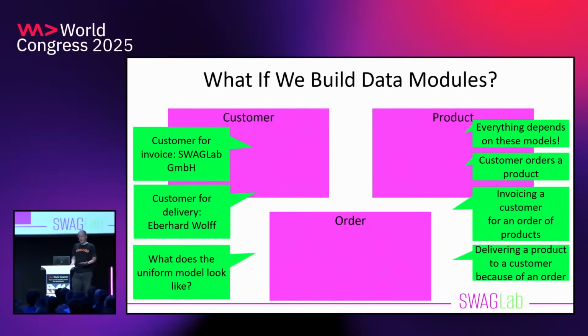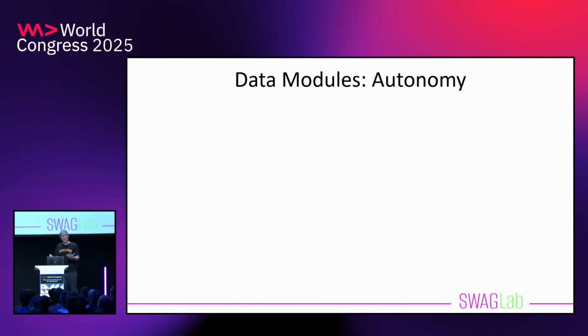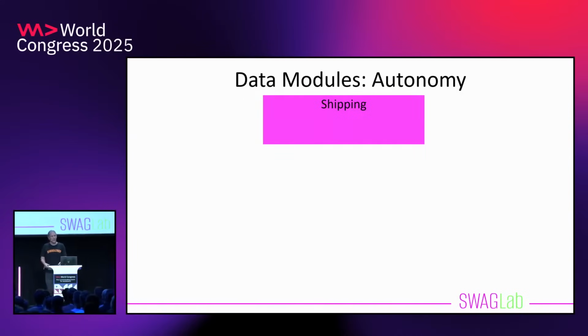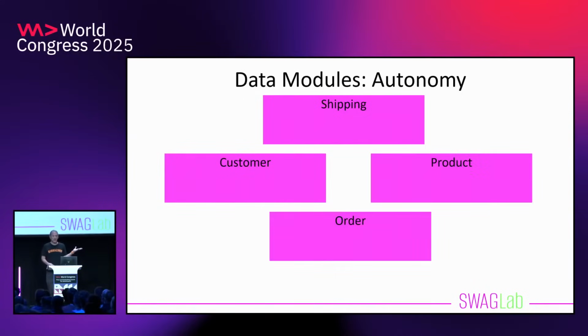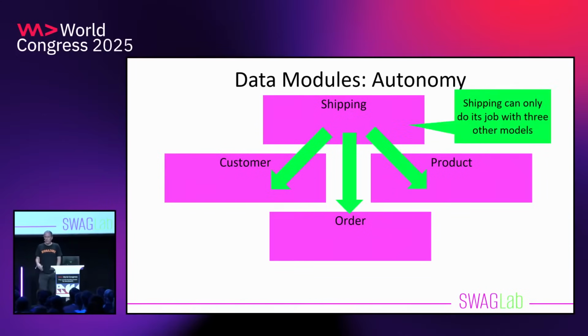So there is a problem here, because if we build these things and we want to build something like logic for shipping stuff, well, we need to have a relation to the customer, to the product, and to the order. And then we have this problem that shipping can only do its job when it has access to these three different pieces of data.